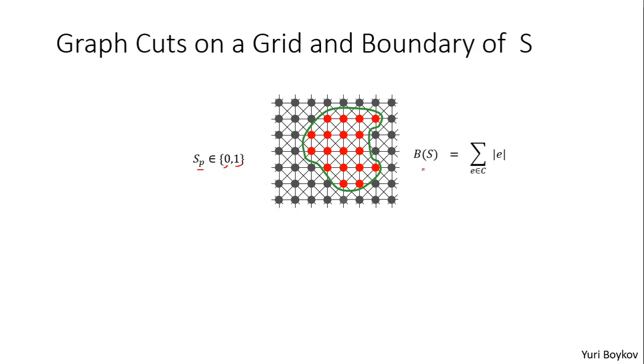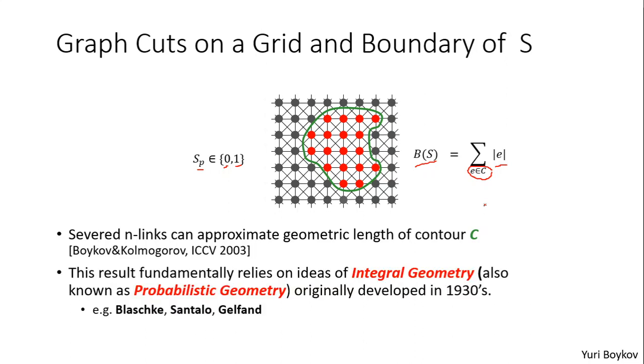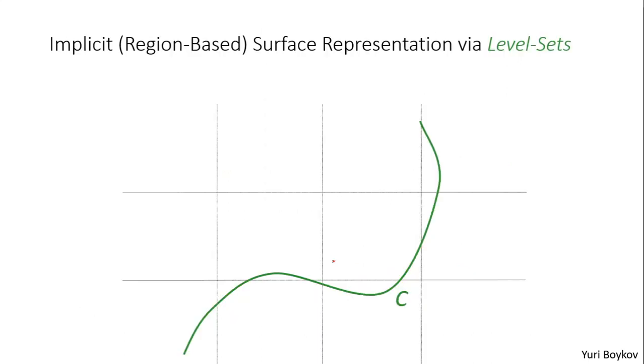So the cost of the cut will be the summation of all edges that are in the contour, that are severed, actually, that are cut. Severed N-links can approximate the geometric length of the contour C. The result of the fundamental relies on the integral geometry, also known as probabilistic geometry. There is a paper for this, the ICCP 2003 paper, what costs can be minimized via graph cuts, I think. That has more details on this, but we are not worried about that right now.